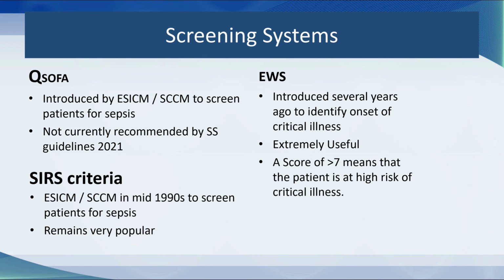One of them is the quick SOFA score that I'm going to mention in a minute. This came out in 2016, but it's no longer recommended. Then there are the SIRS criteria that derive from the mid-1990s. They are a little bit problematic and dated, but most hospitals still use them. And then there are the early warning scores that are used in most hospitals to screen, for example, for sepsis or acute deterioration or acute critical illness in ward patients. And I find these particularly useful in our clinical practice.